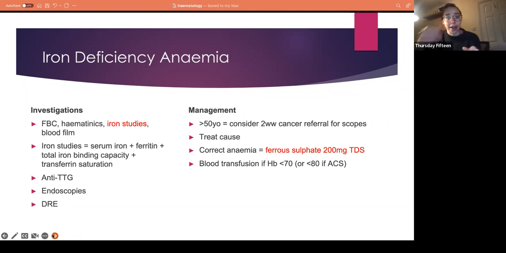So if you're trying to correct an anemia, then you'd go for ferrous sulfate 200 milligrams TDS. But other things you can think about: are we addressing their diet properly? Have we replaced their vitamin C? Are we managing their heavy periods? And if we're doing all of that and it's still not getting on top of their anemia, and their hemoglobin is less than 70, then we'd consider giving someone a blood transfusion. Or if they were having ACS, then the threshold's a bit higher, so 80.